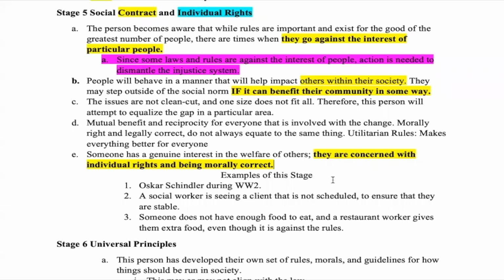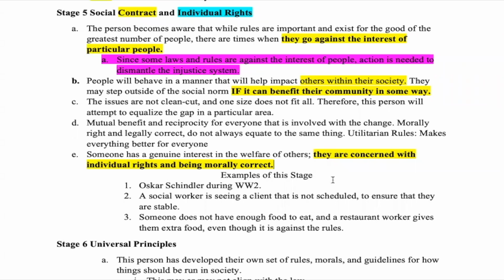Another example, social workers seeing a client that is not scheduled to ensure that they are stable. And if you've been in this boat before, you're like, you know what? I'm going to 100% not see a client. I'm going to hold on, do self-care, take my lunch, and I'm going to take care of myself. But then you see that a client's unstable, or you see a client that needs help, and you're like, you know what? I'm now going to jump into action to help this client. You're not opening it up to every single client on the planet. You're only trying to improve this particular individual's rights. Another example, someone does not have enough food to eat, and a restaurant worker gives them extra food, even though it is against the rules.